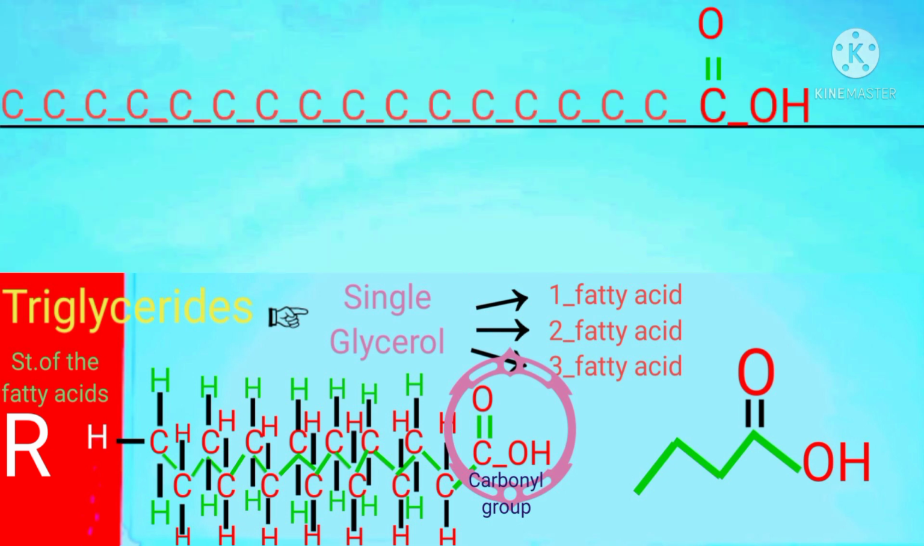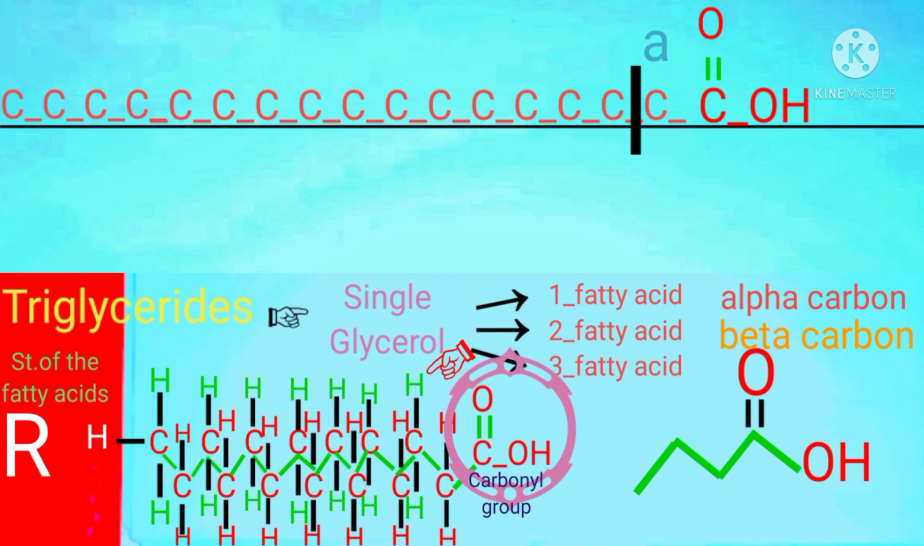Let's enlarge this side chain a little. Students, the carbon atom which is directly attached to the functional group is called the alpha carbon, and the next carbon from the alpha carbon is called the beta carbon. During beta oxidation of fatty acids, this side chain R is degraded between the alpha and the beta carbon, and in this way it takes the name of beta oxidation.